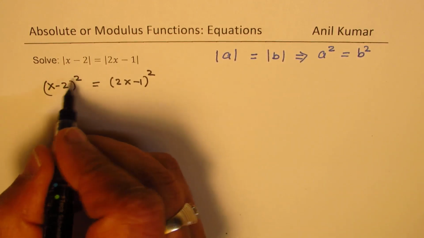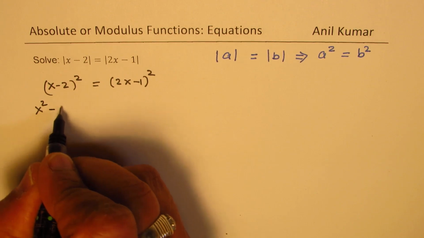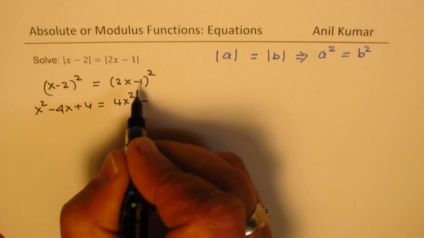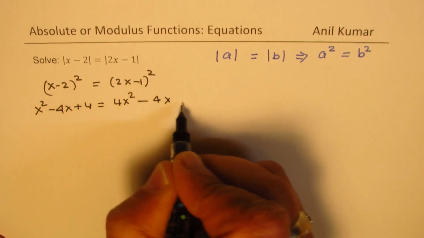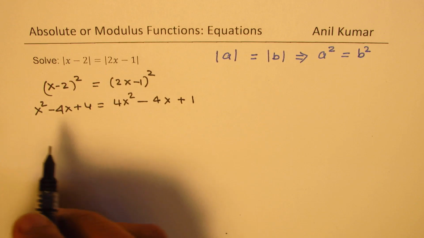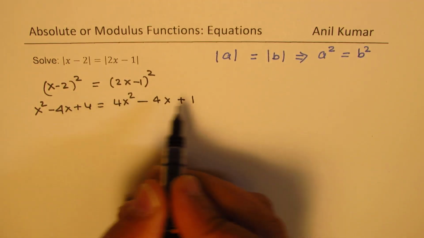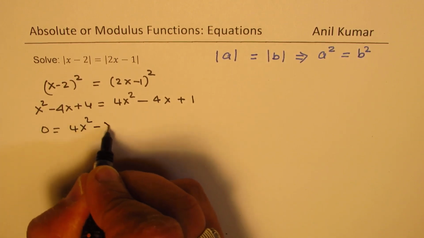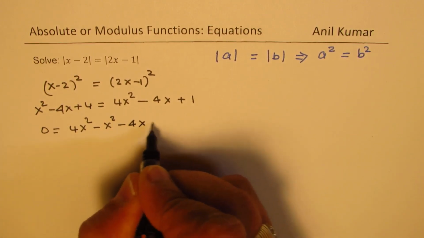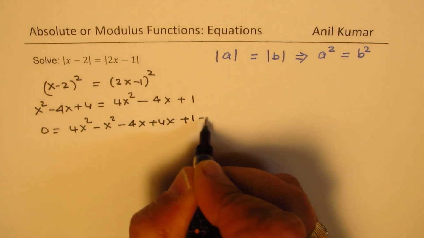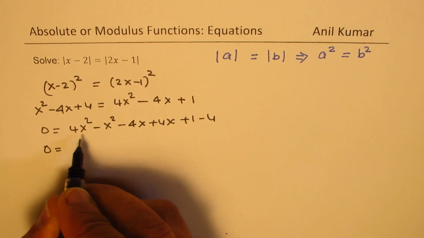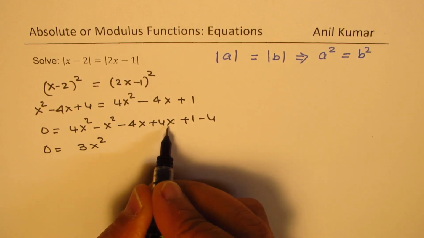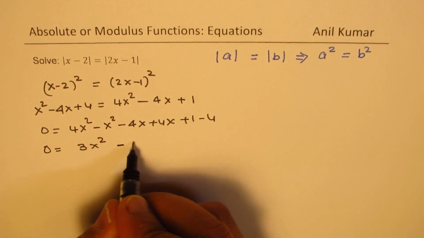So now let's expand it. We get x squared minus 2ab, which is 4x, plus 4, equals 4x squared minus 2ab, which is 4x, and plus 1, right? So bring all the terms together. So since this is greater, I'll take them to the right side. So we get 0 equals 4x squared minus x squared, then we have minus 4x plus 4x, and we have plus 1 minus 4, right? So we have 0 equals 4x squared minus x squared is 3x squared, minus 4x and 4x cancel, and that gives you minus 3.